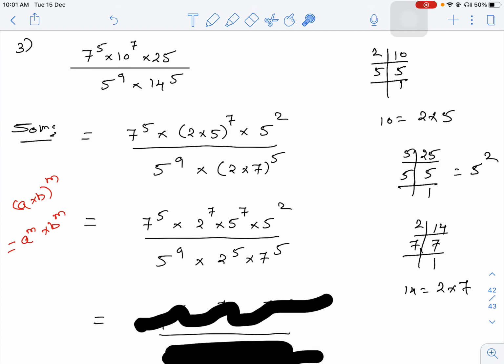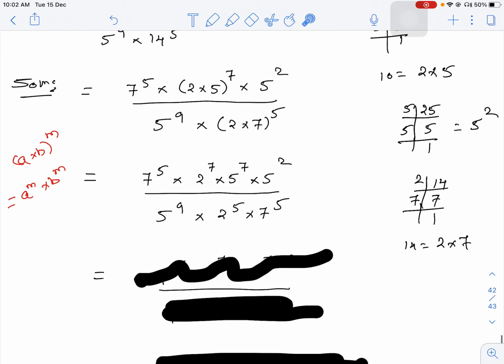So now this 7 raised to 5 as it is. Now this 2 into 5 raised to 7, so this 7 will be for 2 also, for 5 also. So we get 2 raised to 7 into 5 raised to 7. This 5 raised to 2 as it is. Similarly here 5 raised to 9 as it is. Now again 2 into 7 raised to 5, so this 5 is for 2 also and for 7 also. So we get it in this way.